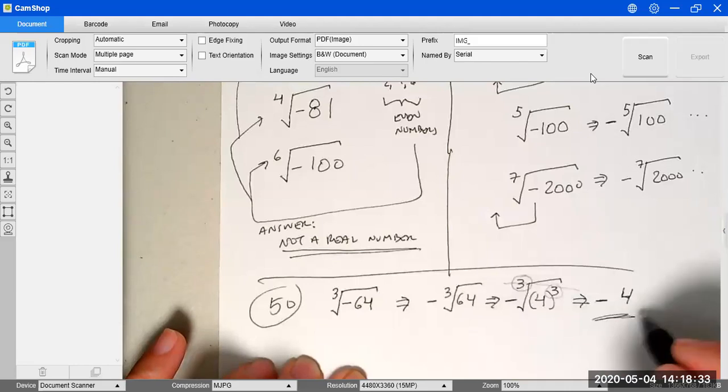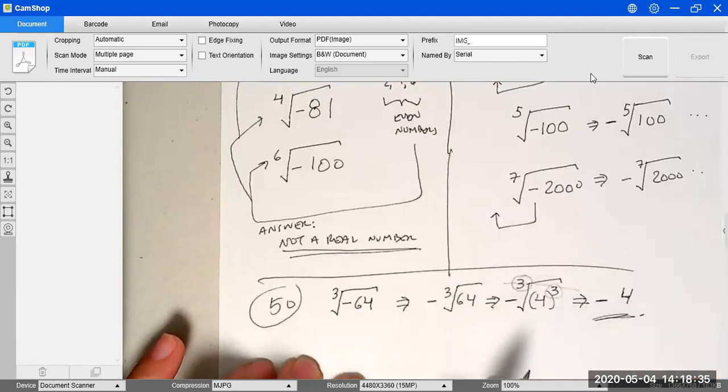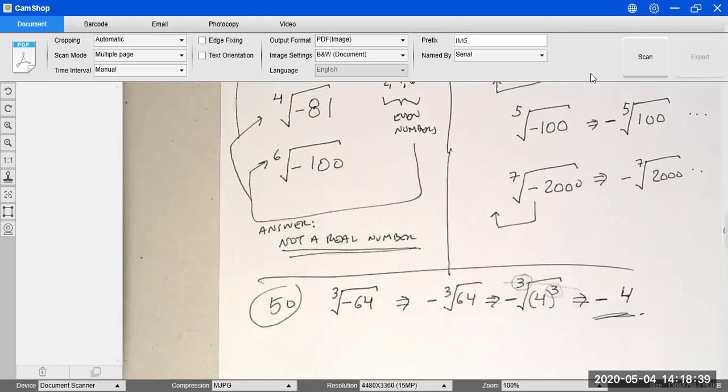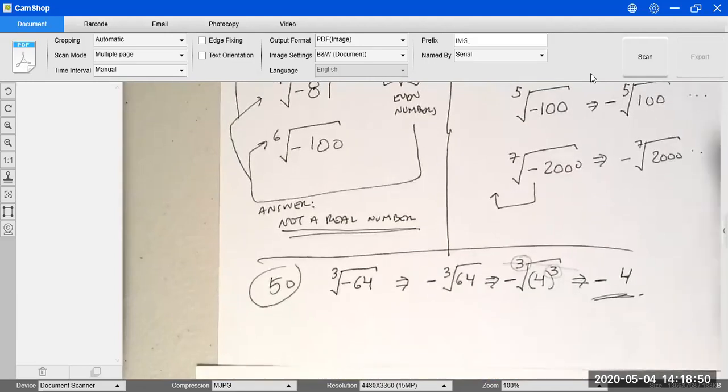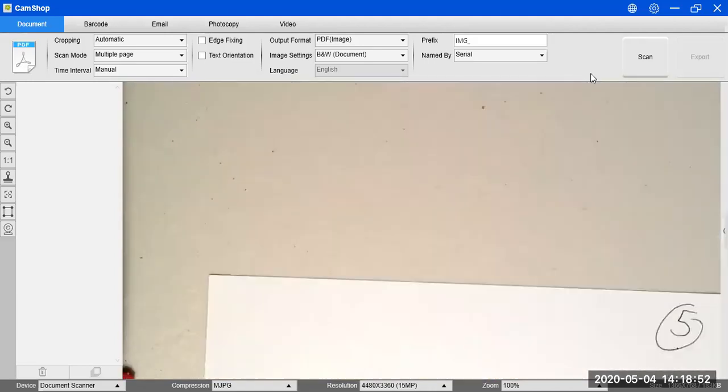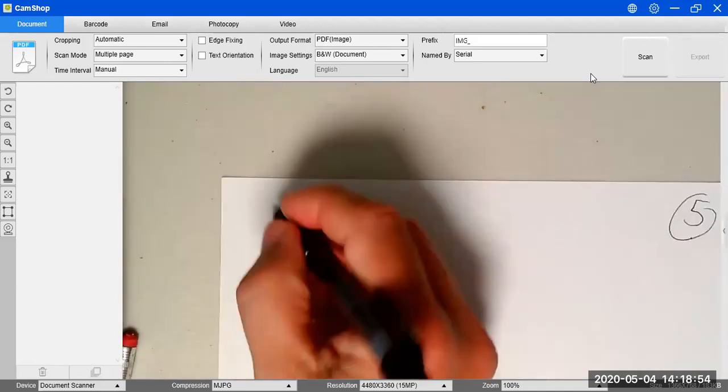So that's the final answer for problem 50. We're gonna start another section, and the next section is based on this word. So we need to be able to find perfect squares, perfect cubes. So the next section is section 8.2.